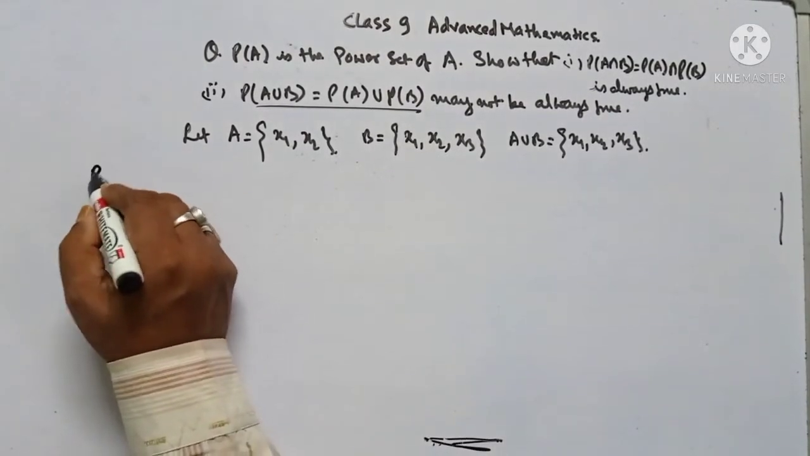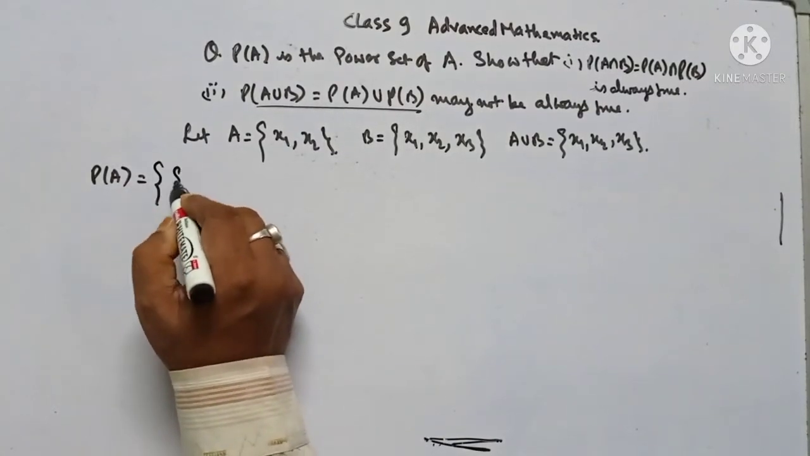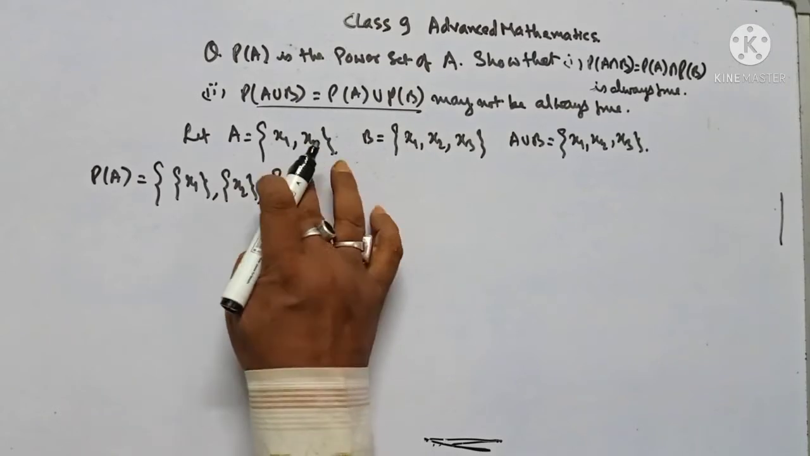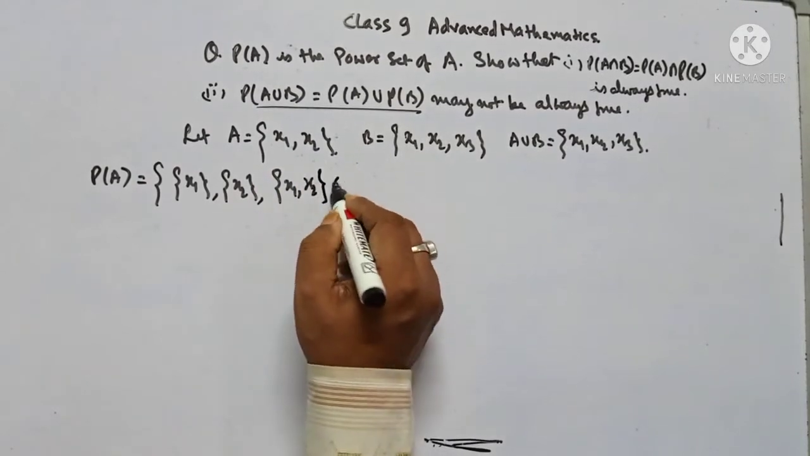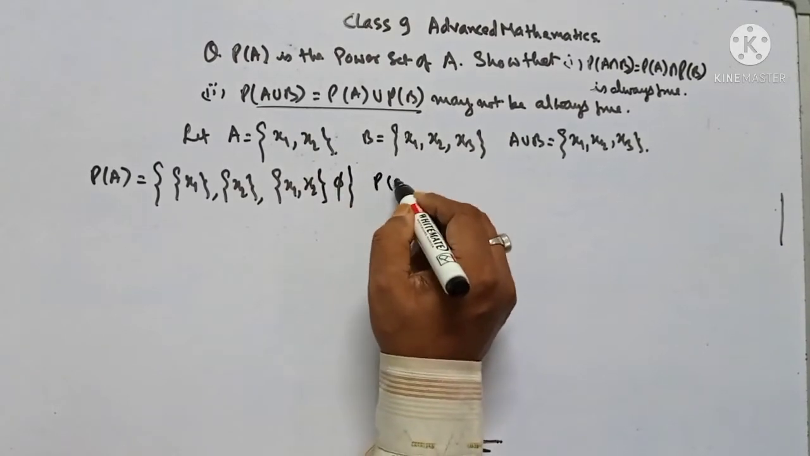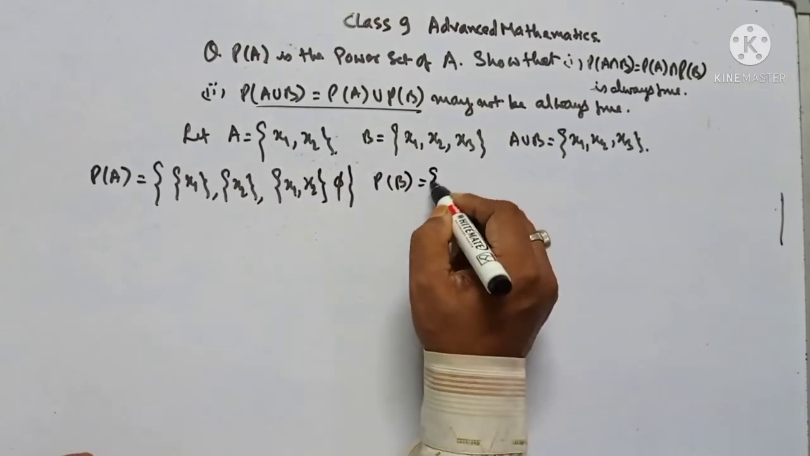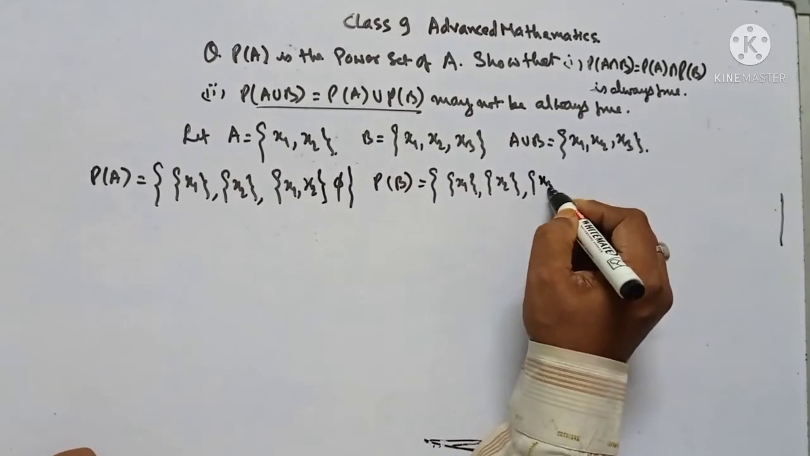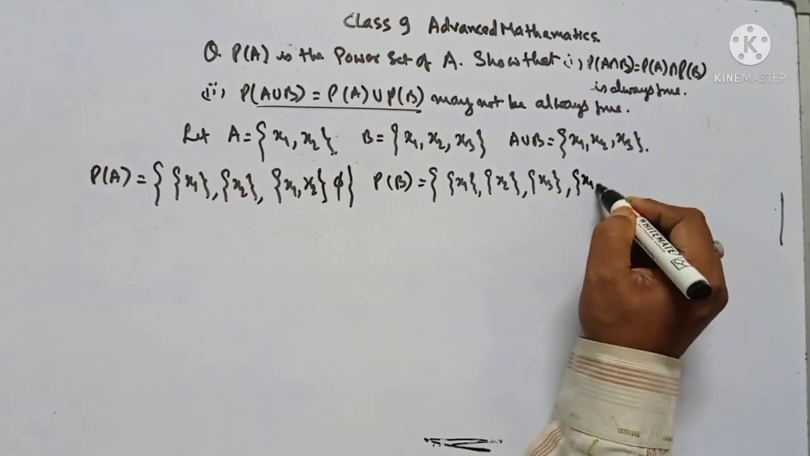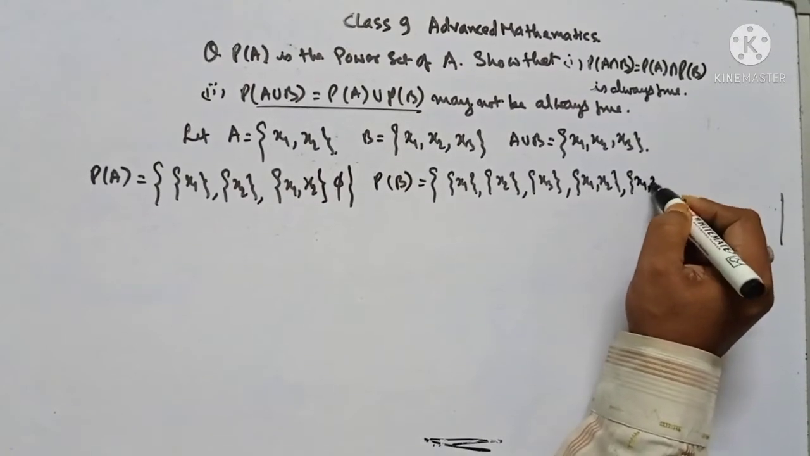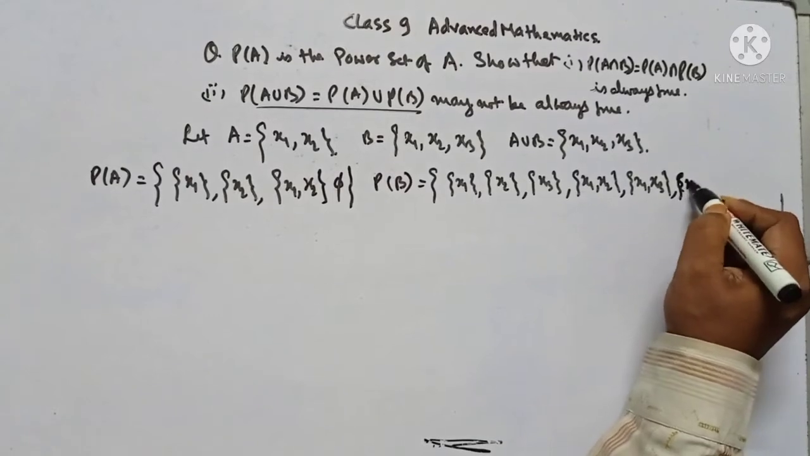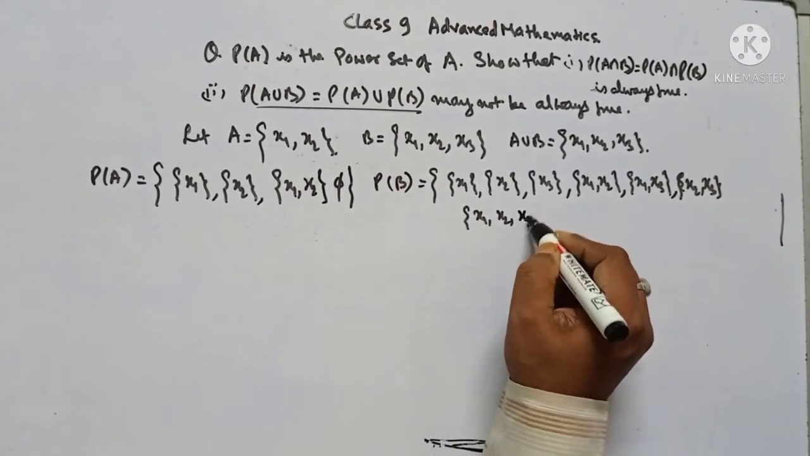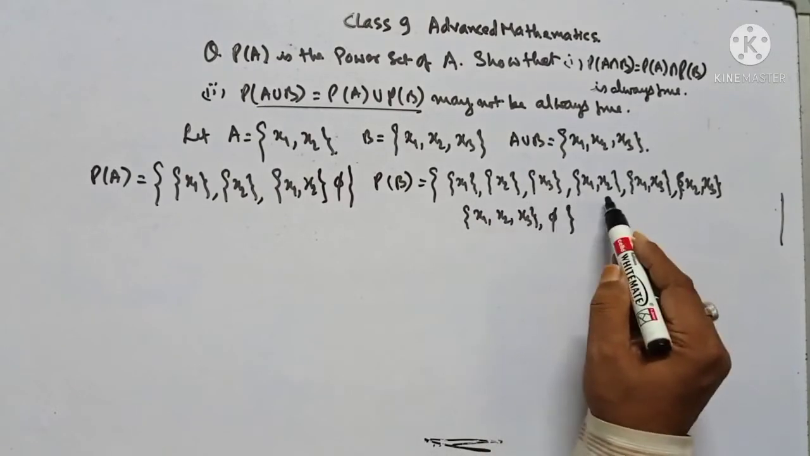Now here your P(A), this will be the power set of A, this will be {x1}, {x2}, {x1, x2} and your phi, and your power set of B will be {x1}, {x2}, {x3}, then {x1, x2}, {x1, x3}, {x2, x3} and {x1, x2, x3} and your phi. 1, 2, 3, 4, 5, 6, 7, 8.